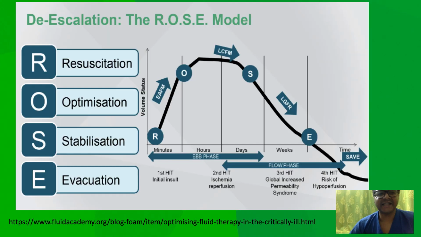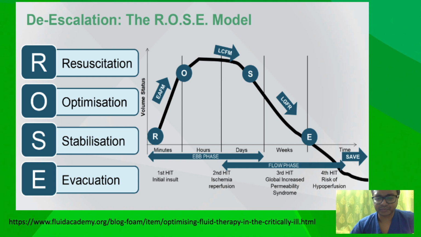So this gave rise to the ROSE model of fluid therapy, and that is resuscitation followed by optimization, followed by stabilization, and followed by evacuation. In the resuscitation phase, in the initial part of the critical illness, we give early aggressive fluid to our patients, and then once we achieve some form of clinical stability, we go for conservative fluid management. In the end, we can actually remove the extra fluid in the form of diuresis or ultrafiltration. We call that late goal-directed fluid removal in the later phase of fluid management. All these four phases of fluid management are important when we talk about the intravenous fluid therapy of our patients.